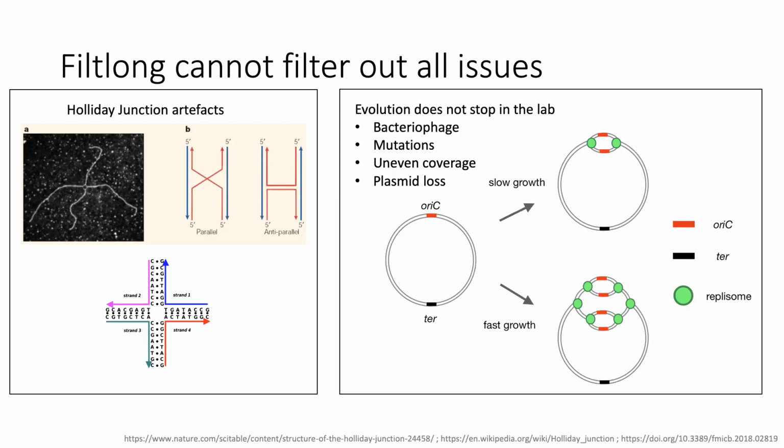Other problems you're going to encounter: if you're culturing bacteria, evolution is still going to happen. And you can't get rid of all bacteriophages, so you're still going to have viruses. Mutations can accumulate, or you can see mutations disappear. Plasmids can get lost while they're being cultured in the lab. And you also get uneven coverage.